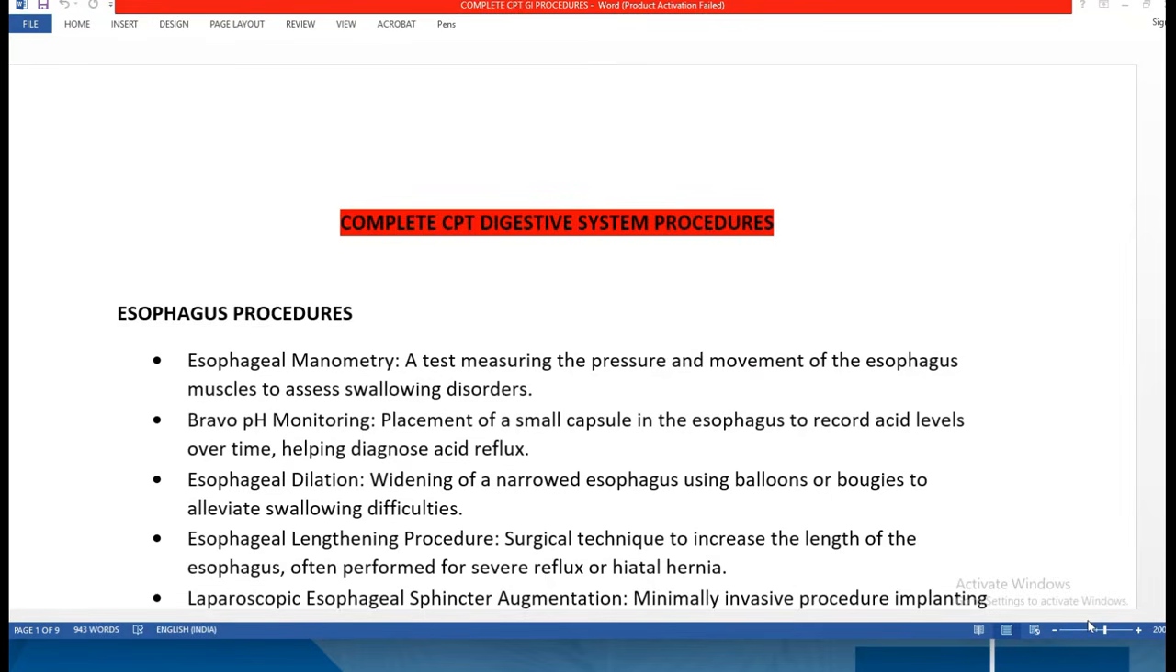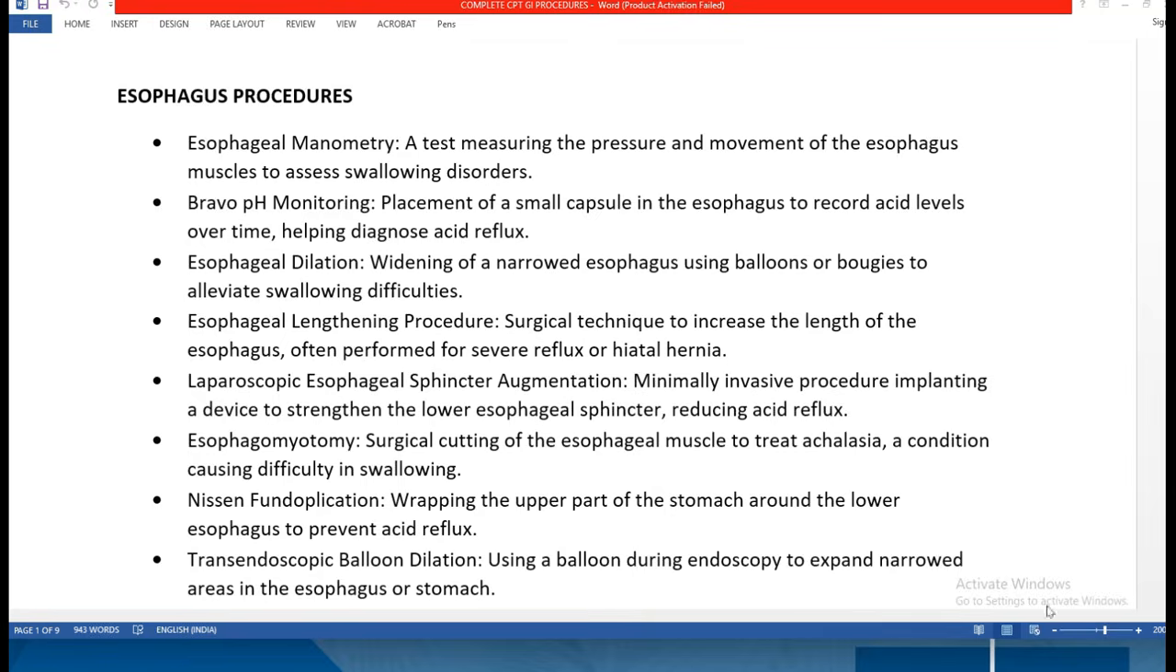So, we will learn procedures based on a top to bottom approach in the digestive system. As all of us know, the GI tract divides into two parts, upper GI tract as well as lower GI tract. First, we will learn procedures related to the upper GI tract, then we will learn procedures related to the lower GI tract. Also, we will learn a few additional structures like gallbladder, pancreas, and a few other procedures. First, we will learn esophagus procedures.